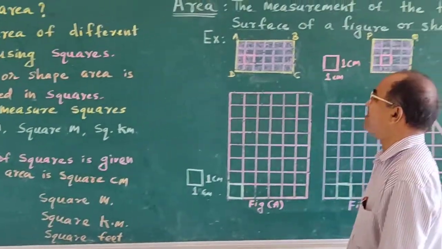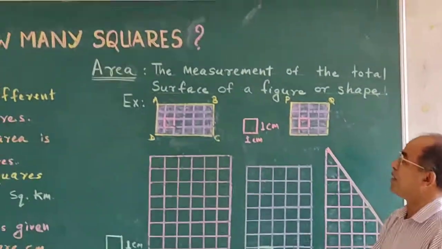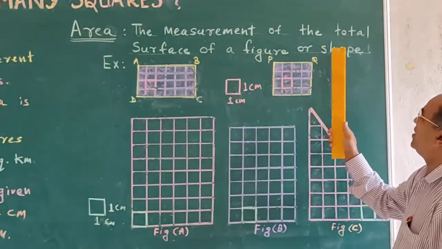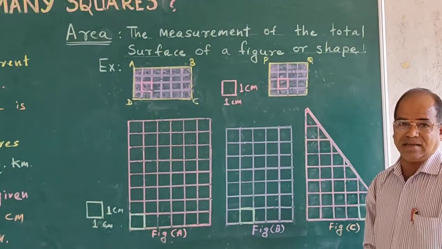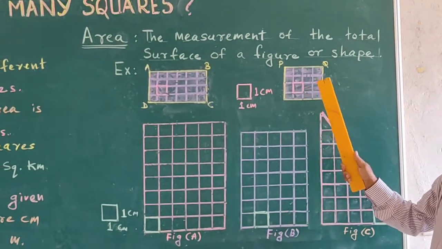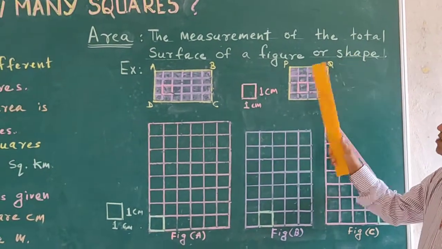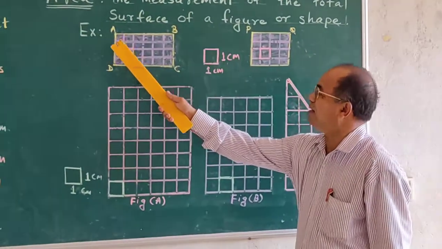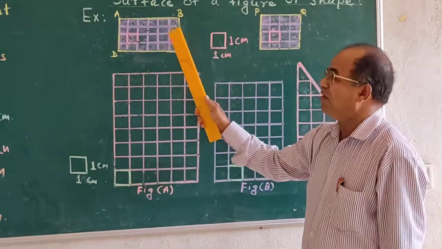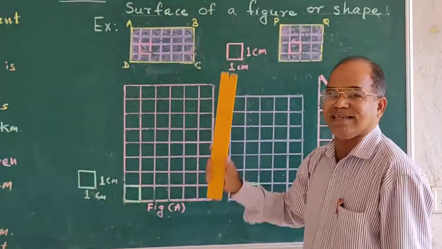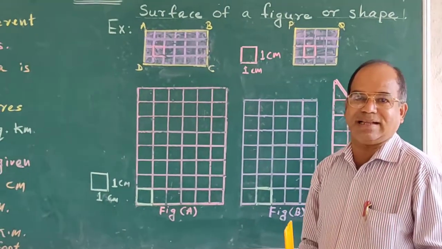So now let's discuss what is area. The measurement of the total surface of a figure or shape is called area. Again I am repeating: the measurement of the total surface of the figure or shape is called area. Let's discuss practically. Here two examples are given. First we discuss the first example. ABCD is a rectangle.